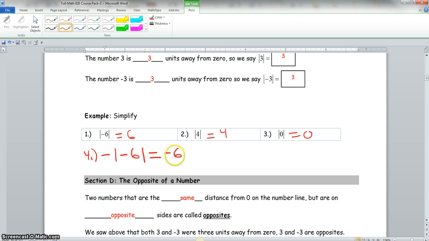So your answer here would be -6. The reason why this is -6 is because the negative sign is on the outside of the absolute value bars. So we would do another example, and we would do number 5.